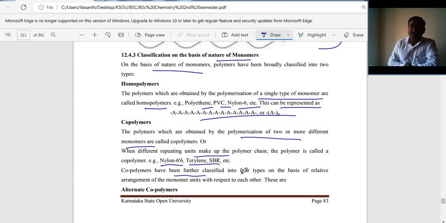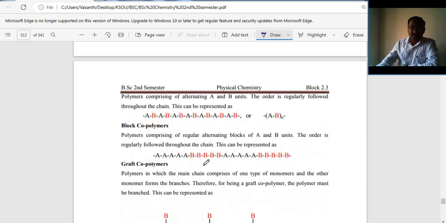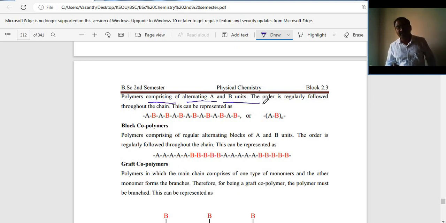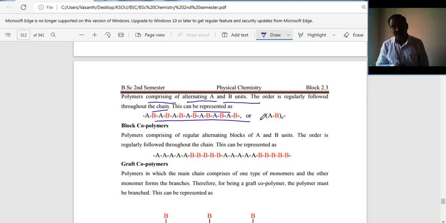Copolymers have been further classified into four types on the basis of relative arrangement of monomer units with respect to each other. These are alternate copolymers. Alternate copolymers are polymers comprising alternating A and B units. The order is regularly followed through the chain. This can be represented as follows.